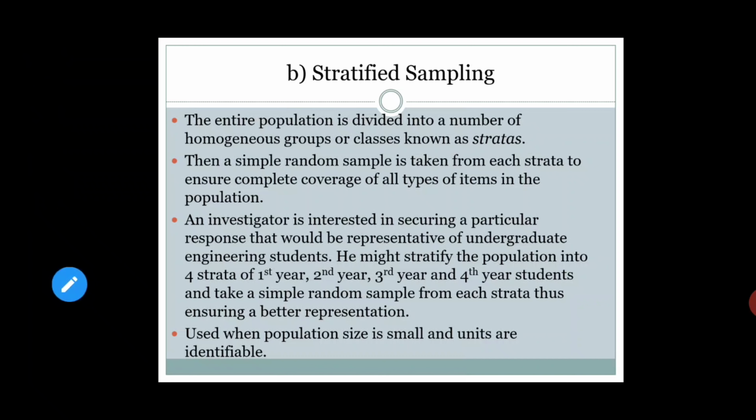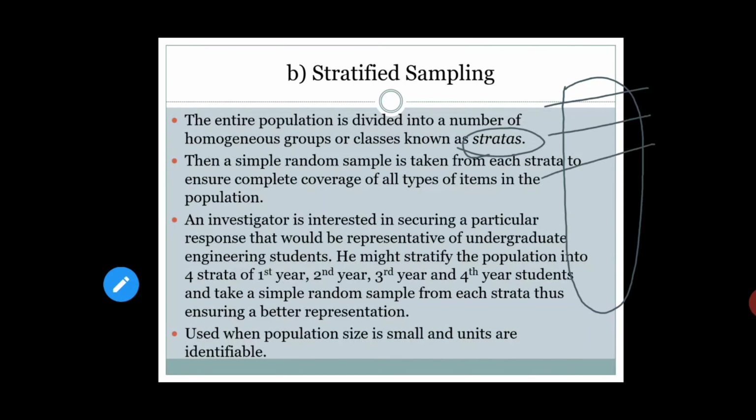Now we have the second type of random sampling, stratified sampling. In this type of sampling, the entire population is divided into a number of homogeneous groups or classes known as strata. Strata means layer. Then a simple random sample is taken from each stratum, okay? So you will have to apply the technique of simple random sampling to take a sample from each stratum.